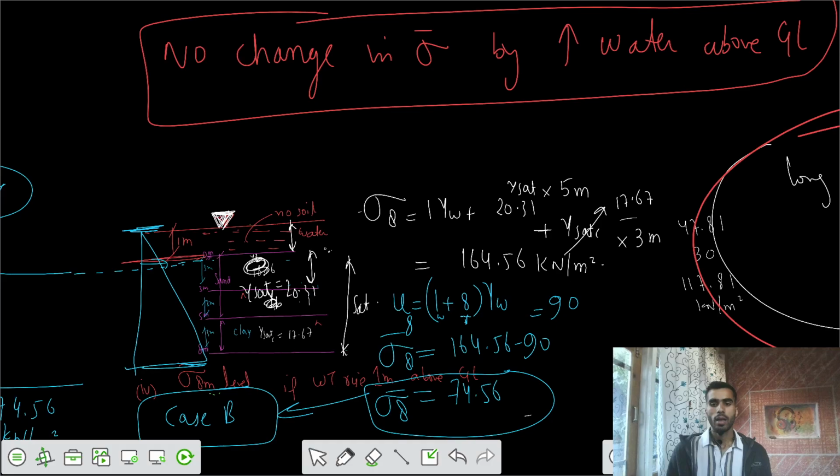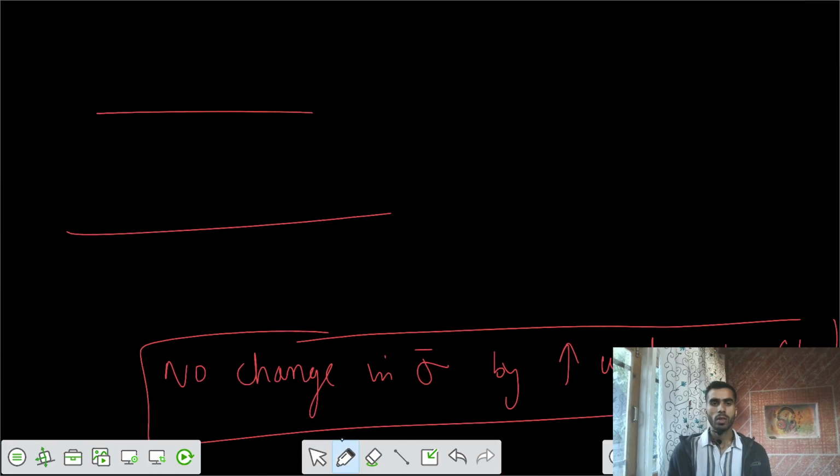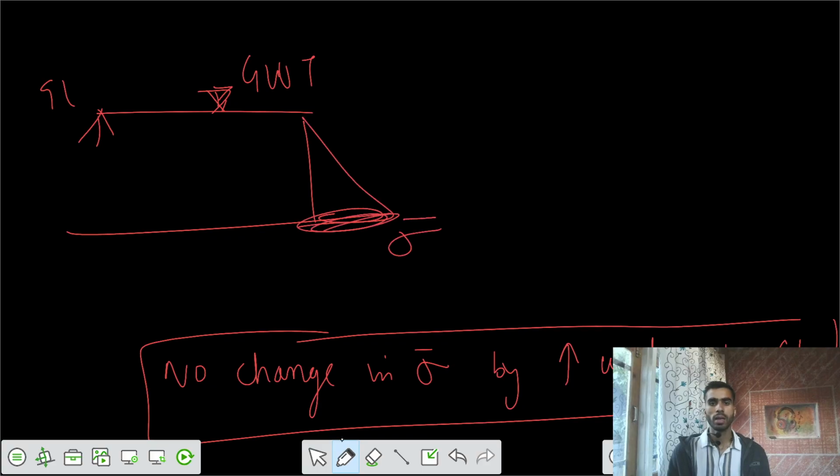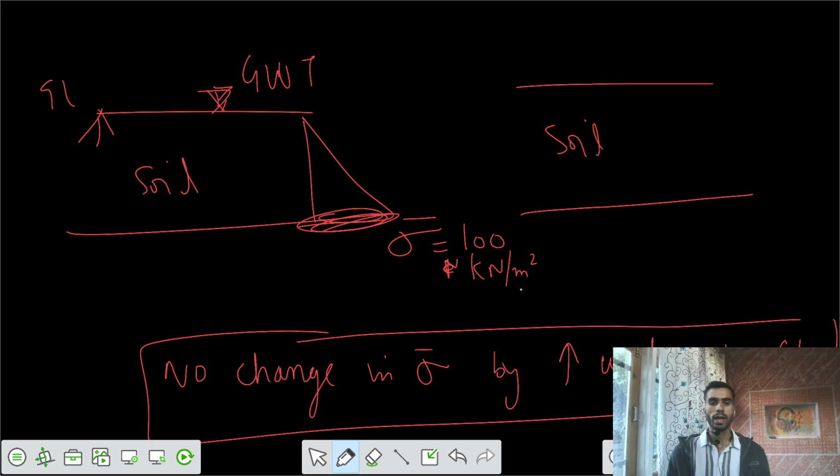Let's say if this is your ground level and the groundwater table was also there, we are having some stress at this location. Let's say this is your sigma bar equals 100 megapascal, or we can write kilonewton per meter square. And if I now increase the water table above that, let's say our soil now becomes in this fashion, this is your soil. Now we are adding water of some height h above the ground level. This is your ground level, and your water table is somewhere here. This is your water only of height h.